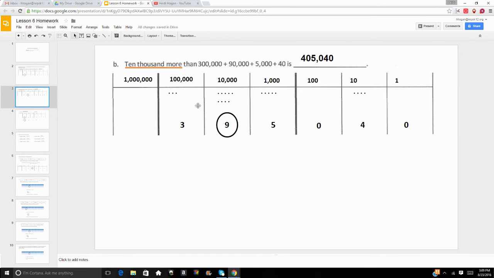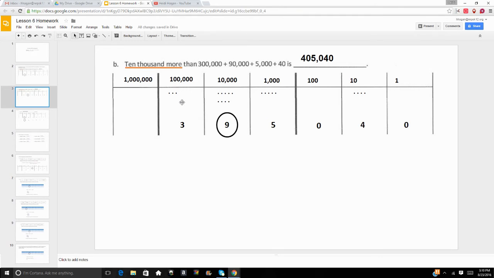10,000 more, so we're only going to be changing the 10,000s place. 300,000, now this is tricky because it's expanded notation. 300,000, 90,000, 5,000, 40. And 10,000 more, so we can circle the 10,000s, which is 9, and we're adding another 10,000. And this is a little tricky because when you have 10 10,000s, that gives you a 100,000. So actually, the 100,000s place will change because if you add 1 to 9, you get 10. And when we have 10 in a place value, we need to regroup to the next place value.